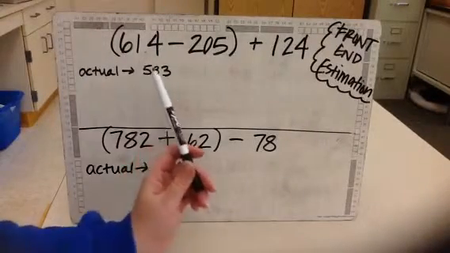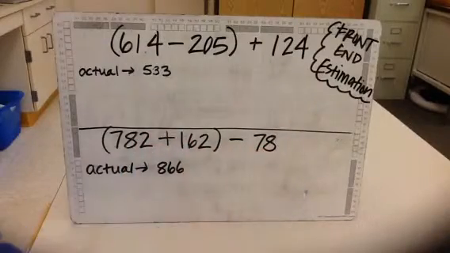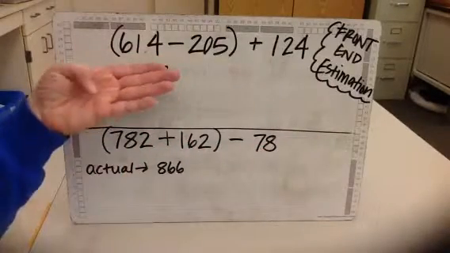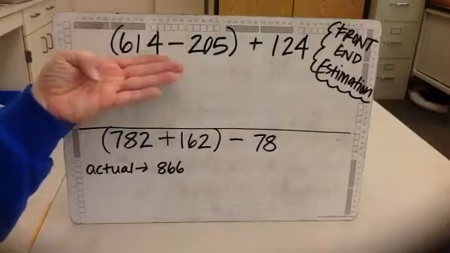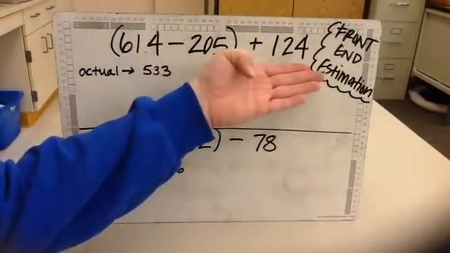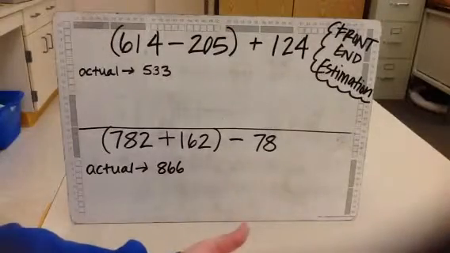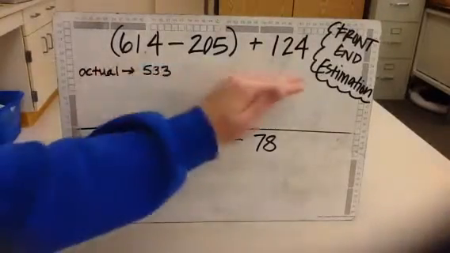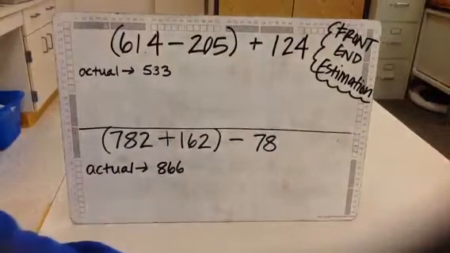So here's my example. Here I just have an equation. It could match a number story, like there were 614 cars in the parking lot, 205 of them left, and then 124 more cars came. So how many cars are in the parking lot now? So we have this equation. We're going to subtract and then add first.